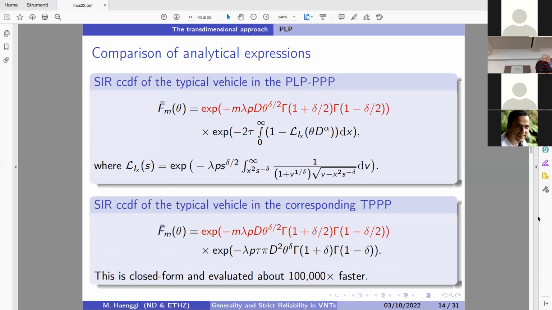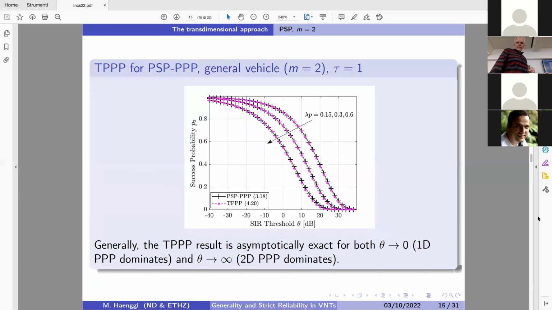Now we have a nice closed-form expression that just has a couple of gamma functions in it. So if we want to evaluate that with, say, an accuracy of 10 to the minus 9, this one is 5 orders of magnitude faster to evaluate. But how accurate is it?